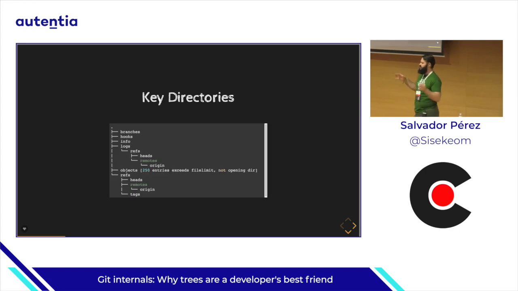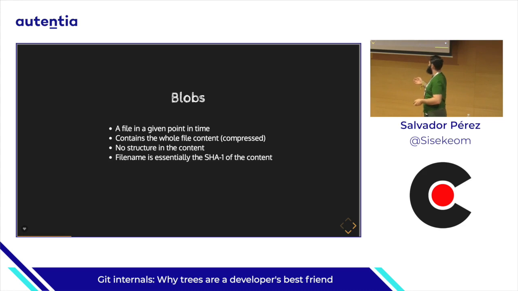A blob is a representation of one file at one given point in time. It will contain the whole content of the file, compressed, so it will be really small because it's usually text. And the name of the file is the SHA-1 of the content. I think it has some more details about that. It contains something about the name for salting and everything, but basically, it's the hash of the content. Notice that the blobs don't contain any information about the name of the file. It's only the content. It's a dumb object, just a dumping ground for the content. So I won't talk much more about blobs.